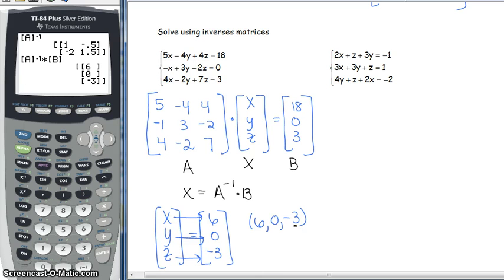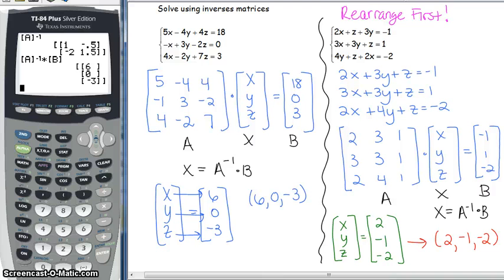Alright, we have one last one. So what I want you to do is try the last one all on your own, set up your matrices, enter it in your calculator, and see if you can solve for x, y, and z. Press pause and then check it when you are finished.